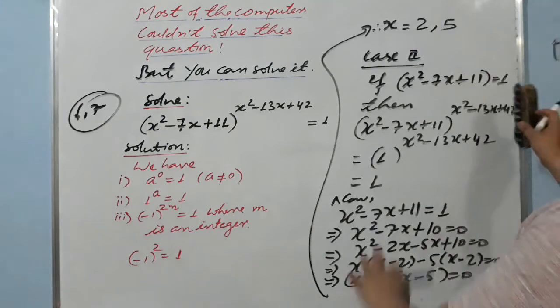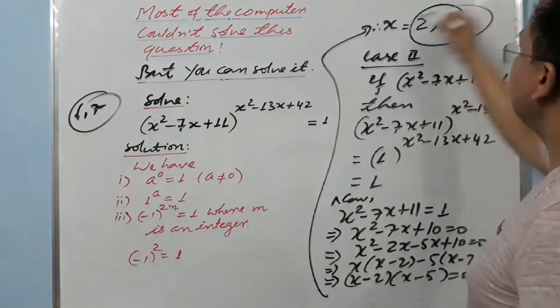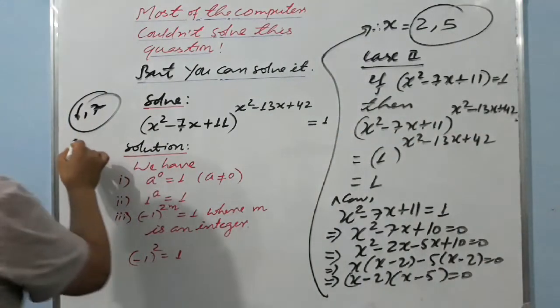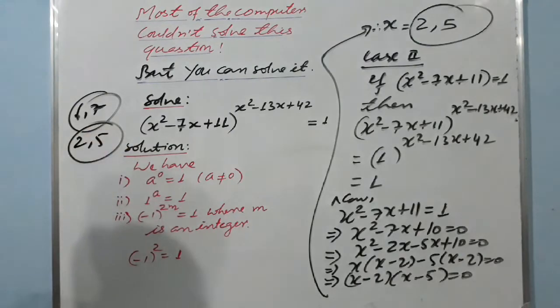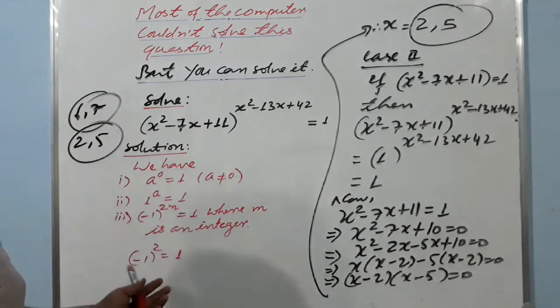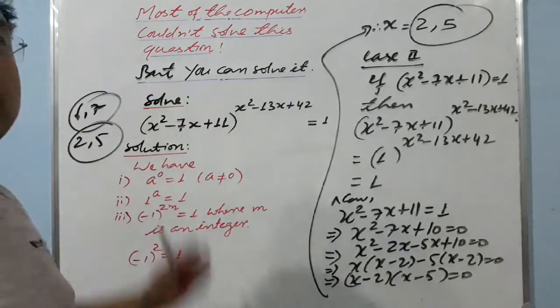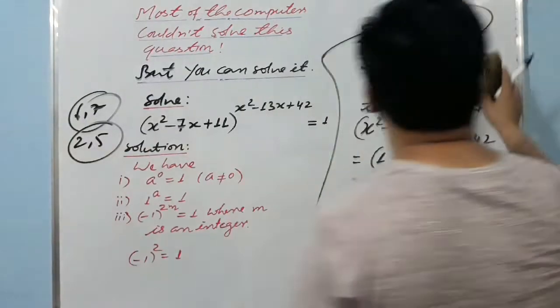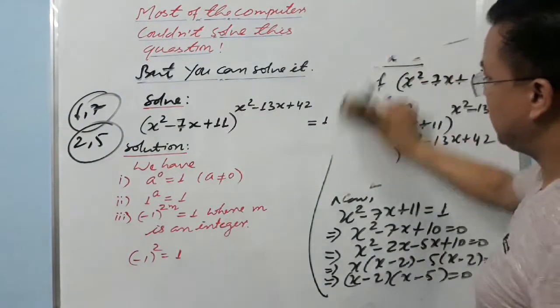Now I think it is clear, and 2 and 5 we got. So 2 and 5, two more solutions we got. Now let's see the last condition we need to use to find out the full solution of this question. The case 3.